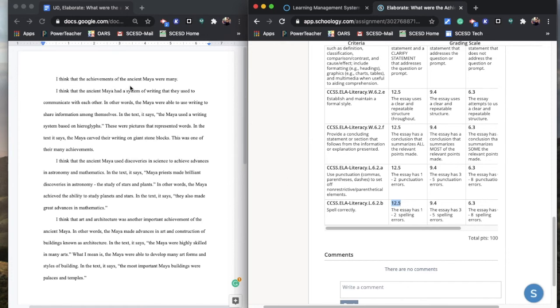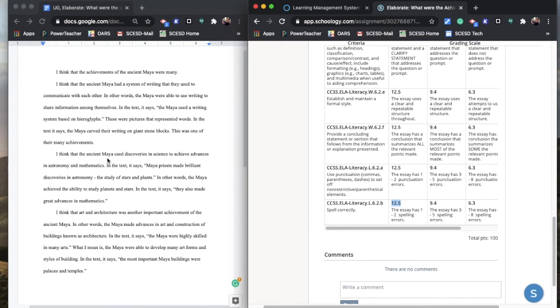I think that the achievements of the ancient Maya were many. I think that the ancient Maya had a system of writing that they used to communicate with each other. In other words, the Maya were able to use writing to share information among themselves. In the text it says the Maya used a writing system based on hieroglyphs. These were pictures that represented words. In the text it says the Maya carved their writing on giant stone blocks. This was one of their many achievements.